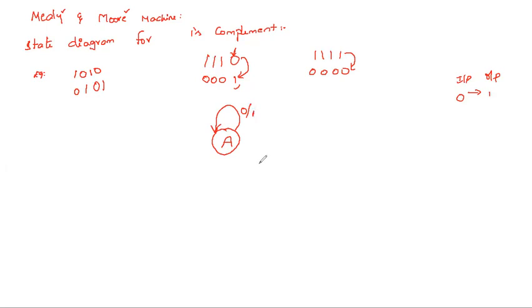Now I am giving input 1. What is the output? Output is 0. So we remain in the same state only. So input is 1, output is 0. I already said the transition is labeled with alpha by beta: alpha means input, beta means output. So this is the state diagram of one's complement.